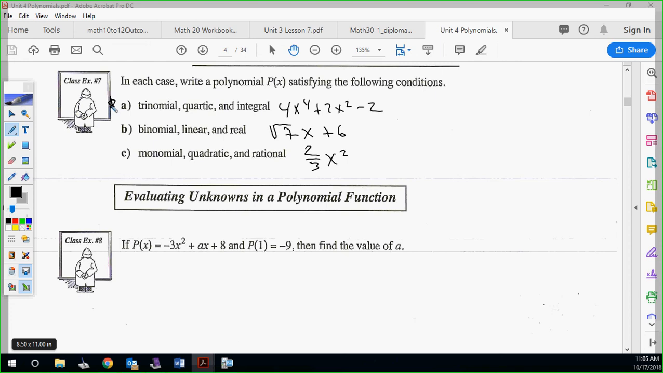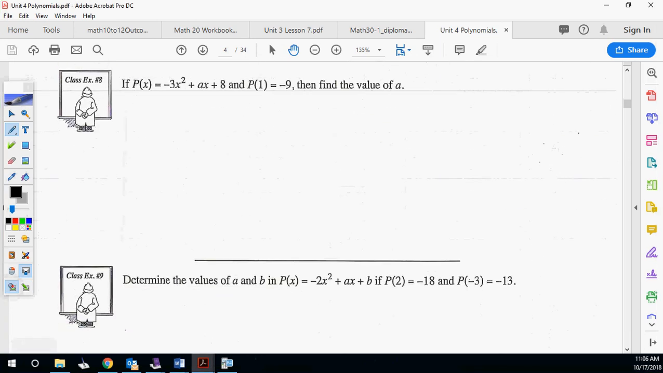So B is good. And the last one, a monomial, you got a single term. It's quadratic, so it's squared. Rational, so the coefficient is 2/3. Perfect. All right, let's finish this up, and then we'll get to the synthetic here.